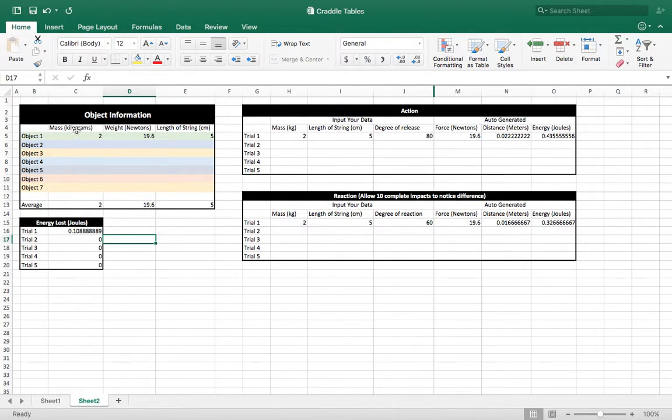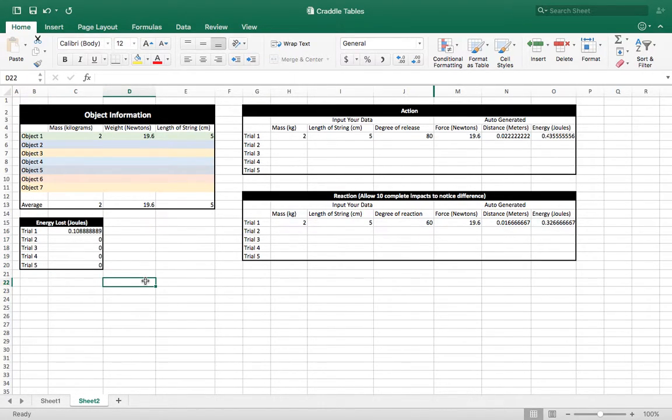Now keep in mind, kilograms. This will auto-generate newtons. And of course your string. These 2 parts of the table will auto-generate themselves. And then of course, this will also auto-generate.